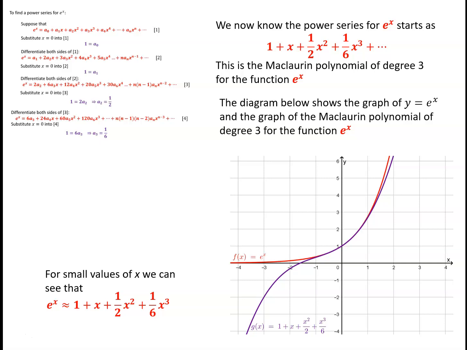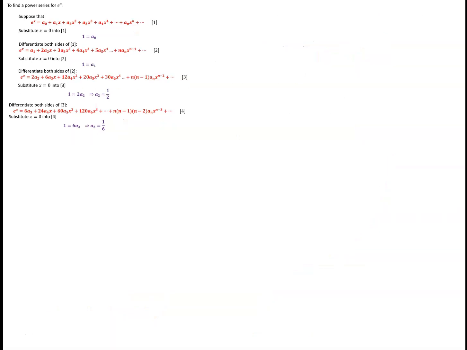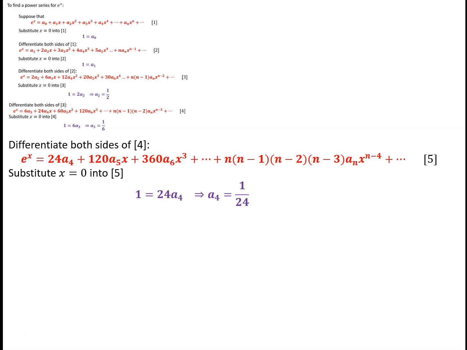So let's continue the process of finding the power series for e^x. If we differentiate each side of equation 4, we're going to obtain e^x is 24a4 + 120a5x, etc. Putting x equals 0, we get 1 must equal 24a4. In other words, a4 must be 1/24.